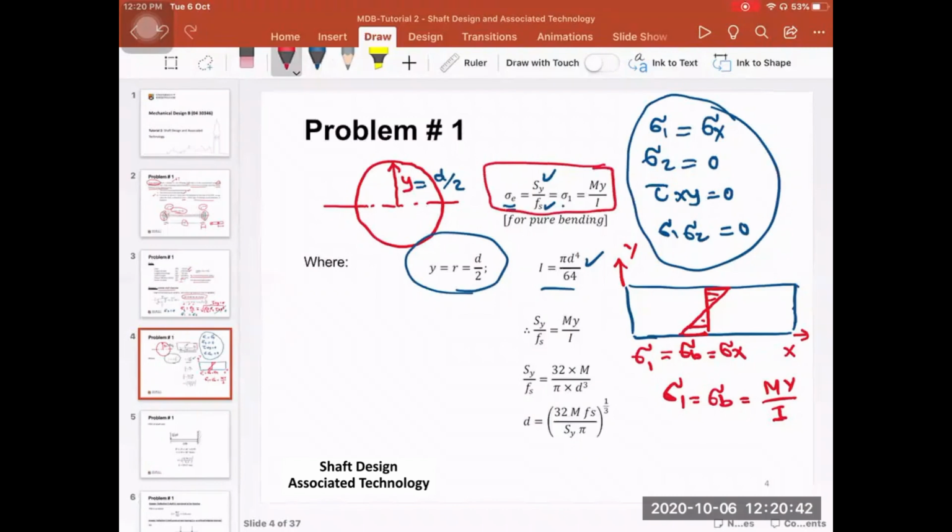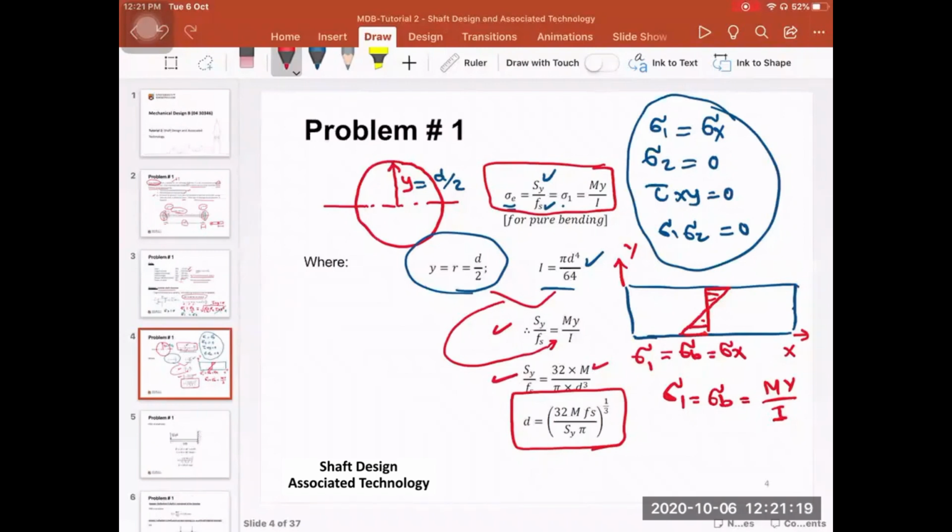So what we are going to do is substitute these two values into this equation here, which is derived from the von Mises failure criteria. So S yield over the factor of safety is equal to My over I. M is the bending moment, and y and I are taken from here. So take these two equations, substitute in here to eventually reach this equation here. So the diameter in this case is equal to 32 multiplied by the bending moment multiplied by the factor of safety, divided by S yield times pi, to the power 1/3.